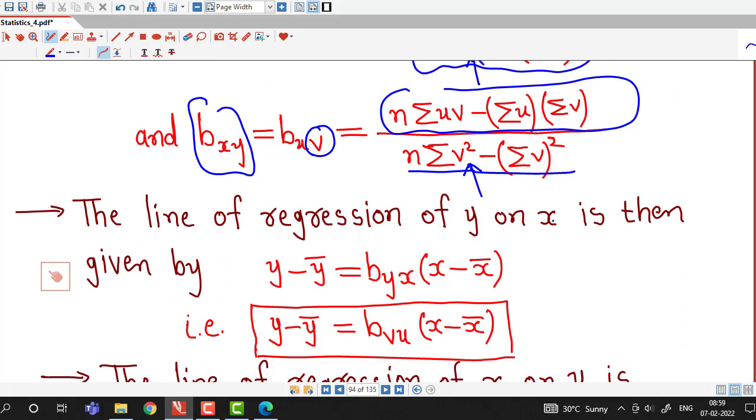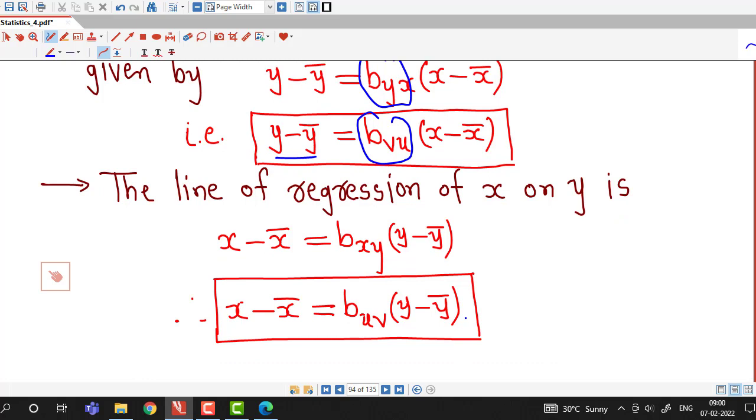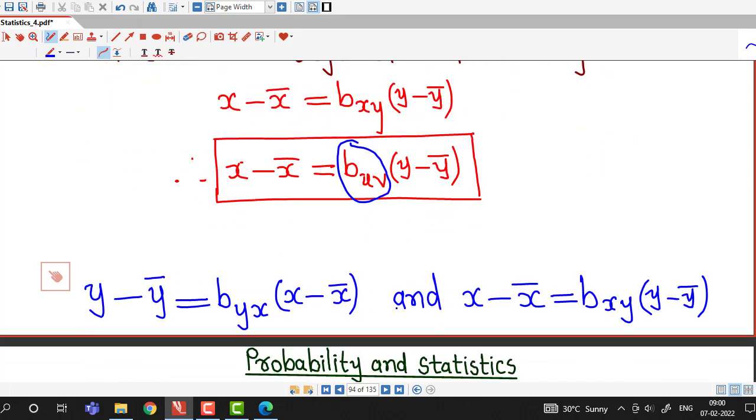Line of regression of y on x is then given by y minus y bar equal to byx times x minus x bar, that is y minus y bar equal to byx will be replaced by bvu times x minus x bar. Similarly, regression line of x on y is x minus x bar equal to bxy times y minus y bar. Therefore, x minus x bar equal to regression coefficient between u and v times y minus y bar.